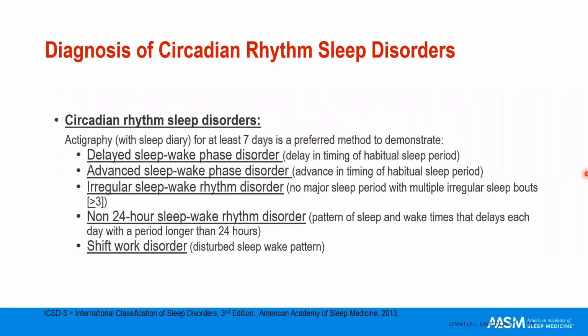So actigraphy with a sleep diary for at least 7 days is also mentioned in the diagnosis of a number of other circadian rhythm sleep-wake disorders. What you can see oftentimes in delayed sleep-wake phase disorder is that the sleep onset and offset are shifted later. And because of the way the data are displayed, this becomes very obvious.